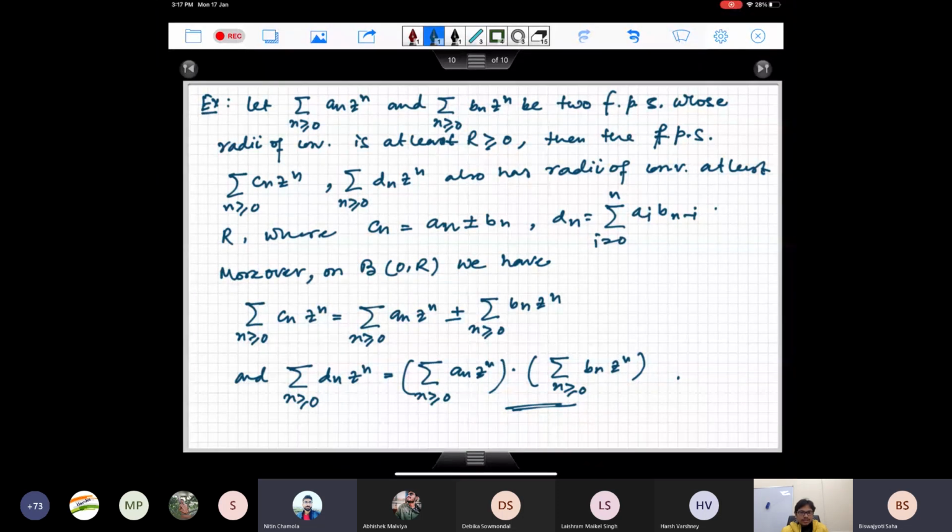At least on B0R it will converge, right? Isn't it? I am saying at least. So my radius of convergence is at least that much. It can converge beyond that as well. Okay. I am not saying that is the value of the radius of convergence. Please be careful here. I am saying that the radius of convergence is at least that. Okay, clear? So it can be bigger than that also.